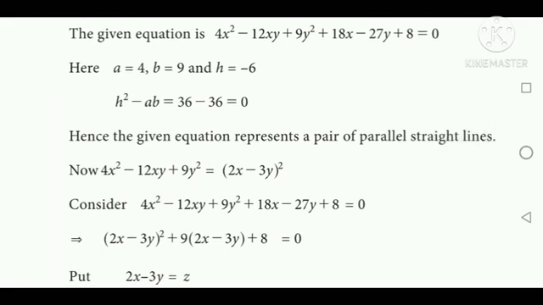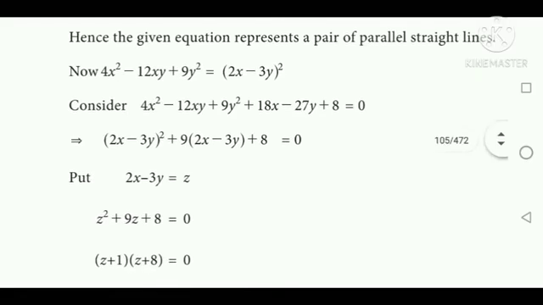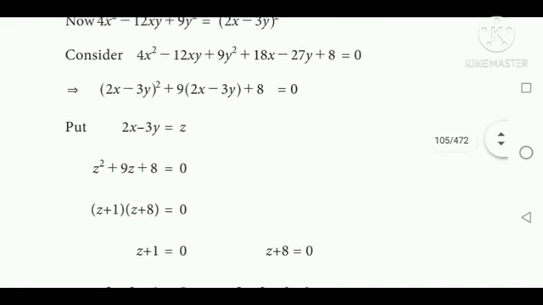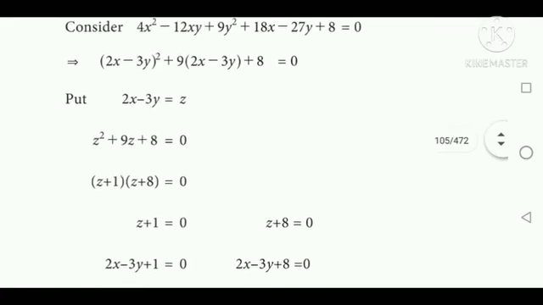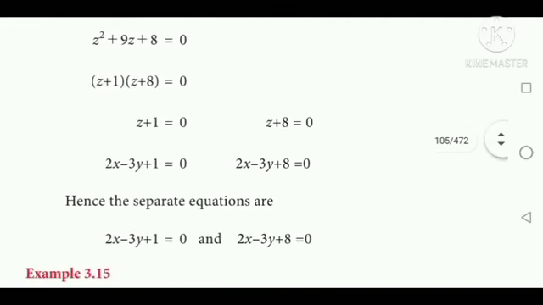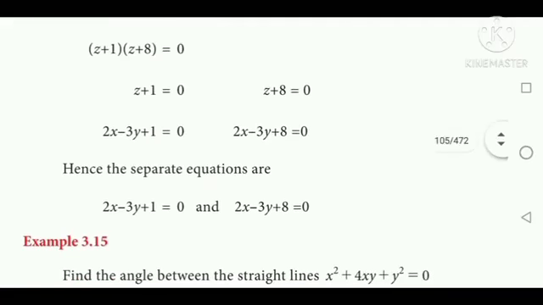Okay, after writing the equation as it is, add L and M to it. But here they are finding z by putting 2x minus 3y equal to z and finding the z value. So hence the separate equations are 2x minus 3y plus 1 equal to 0 and 2x minus 3y plus 8 equal to 0.